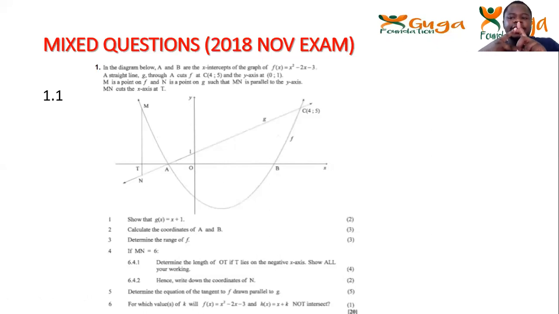So now you're given the MN. If you subtract the graph of f minus the graph of g, then you should get OT. In other words, if you take f(x) and subtract g(x), this one we have shown as rule number one, then you equate it to the length of MN. Okay, let's go to the whiteboard.